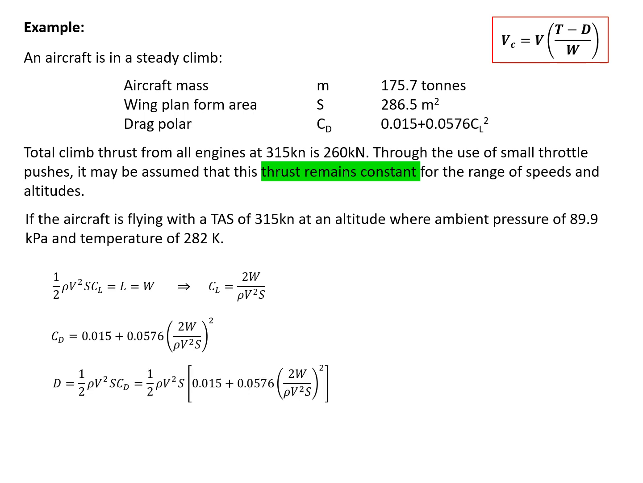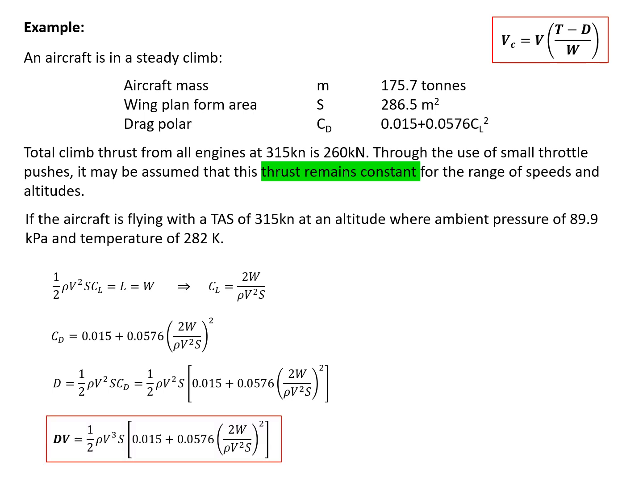Finally, we can get the drag D, half rho V squared times S times CD, and we just plug the CD into the equation. So finally we have D, which is a function of the airspeed V.